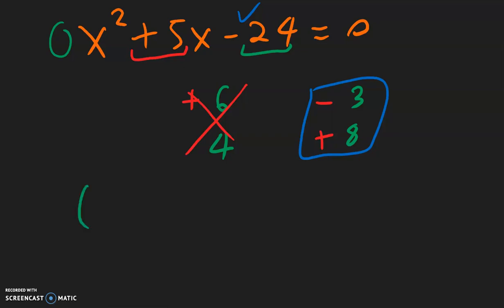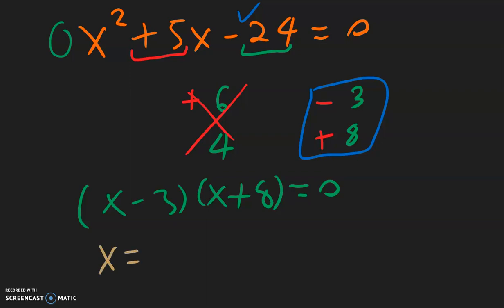So the factors are x minus 3 and x plus 8 equal to 0, which means that the answers are x equal to positive 3, so move the negative 3, it's positive 3, or x is equal to negative 8.